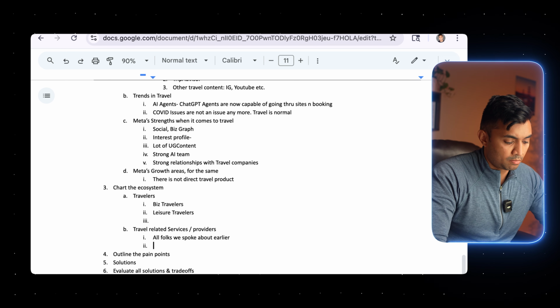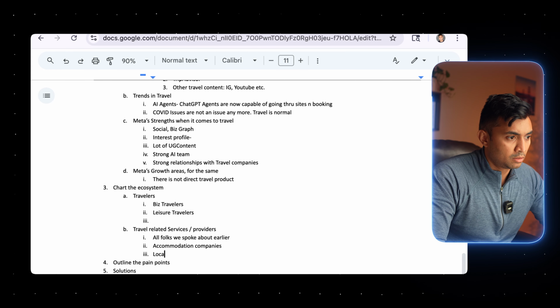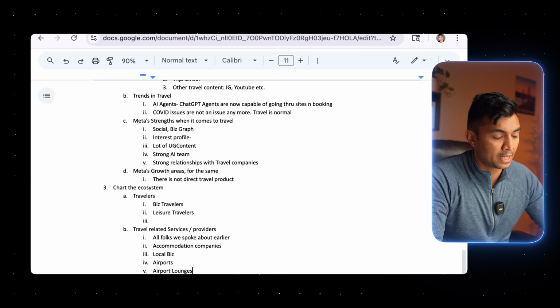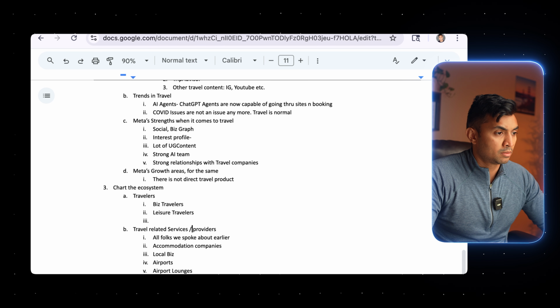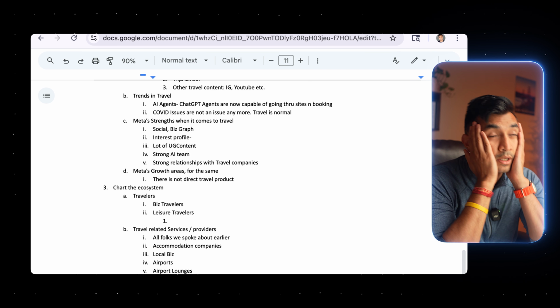So you have your accommodation companies, local businesses, airports, airport lounges, that's interesting. Maybe there's something there. Same for train stations and all of that stuff. I want to continue to break down the leisure travelers, and let's try to think of a meaningful way to segment travelers.